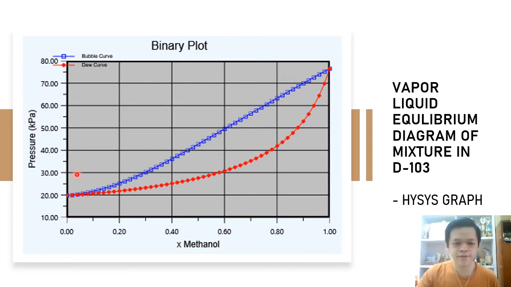For the PXY diagram, the bubble curve is above the dew curve. The region above the bubble curve represents the liquid phase, the region below the dew curve represents the vapor phase, and the region in between the dew curve and bubble curve represents the vapor-liquid equilibrium.